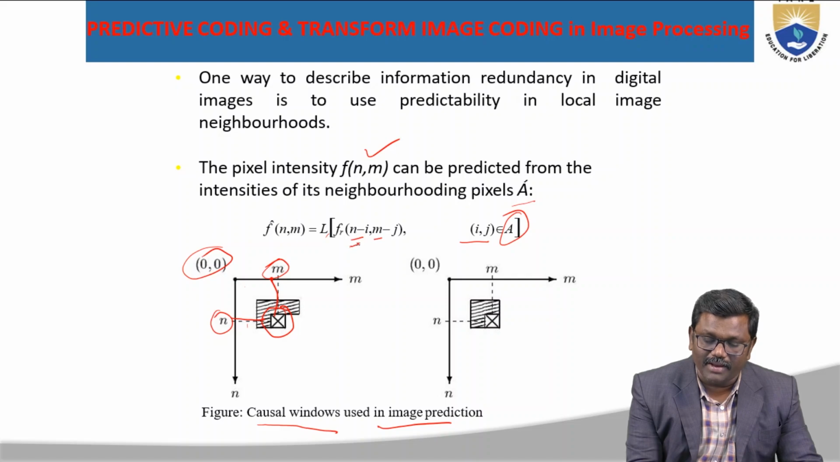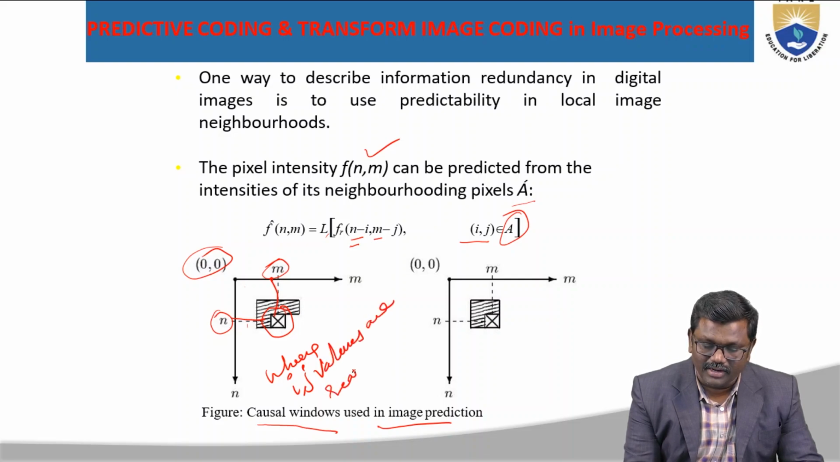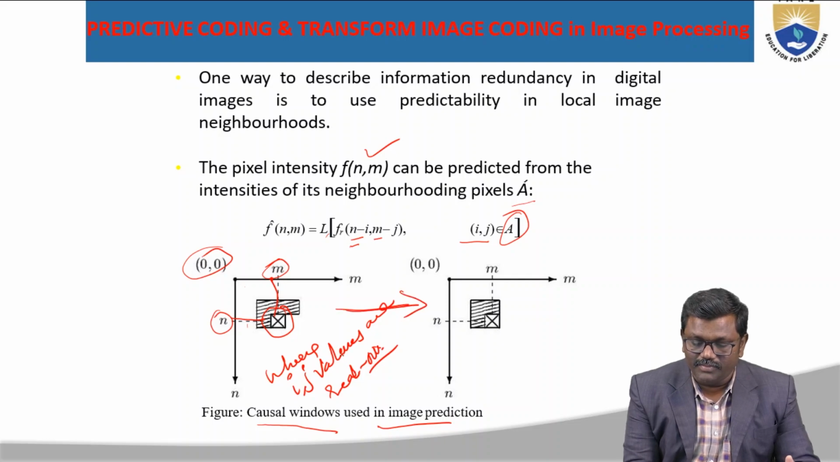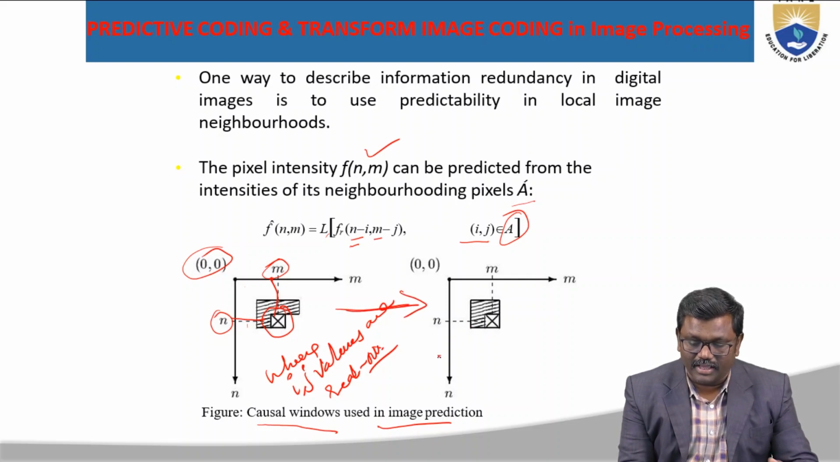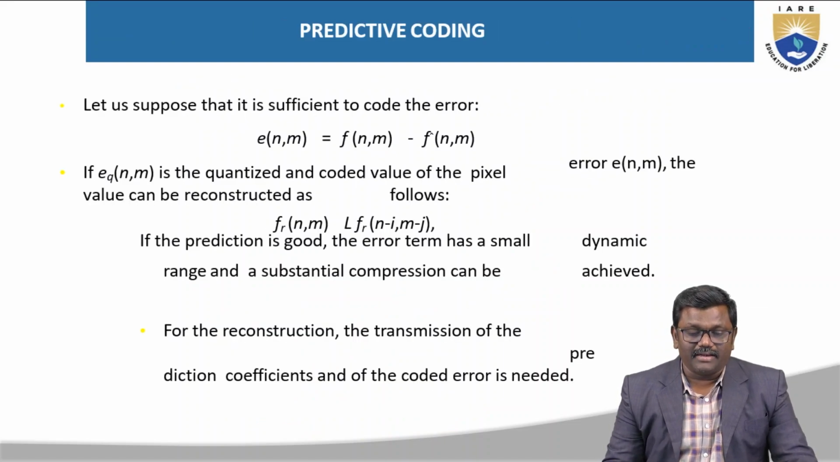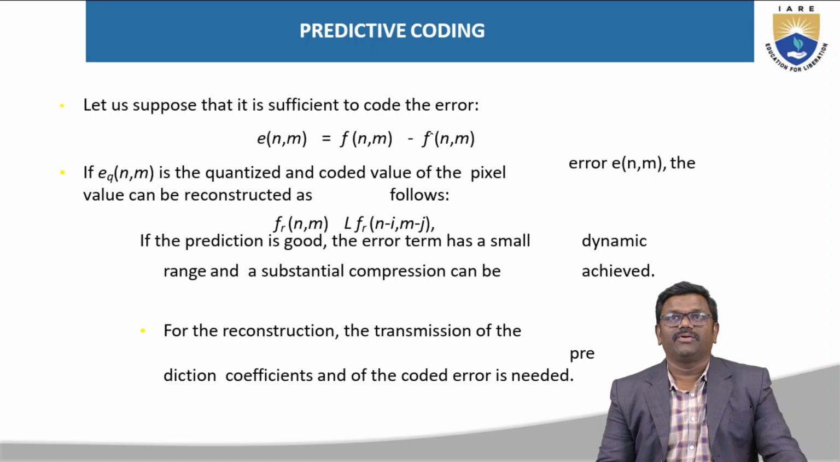The causal window which we have selected, and its pixel intensity values, we are going to calculate in respect of n minus i comma m minus j, where these i comma j values are real numbers. According to that variation, you can also see changes in the neighborhood from one image to the other, with respect to n. Let us take n as the y-axis and m as the x-axis values. Based on that, we can start to understand predictive coding.